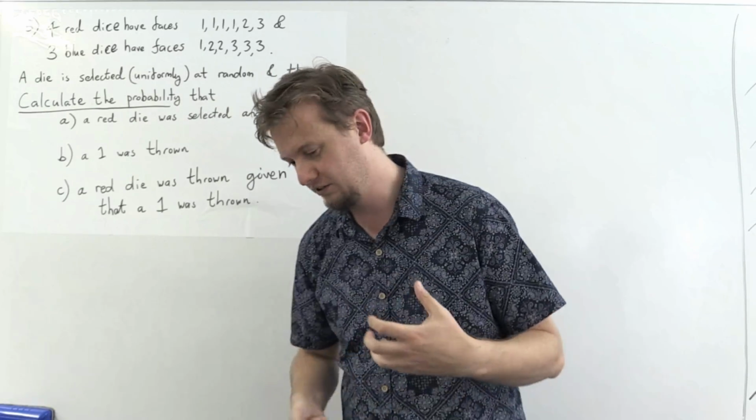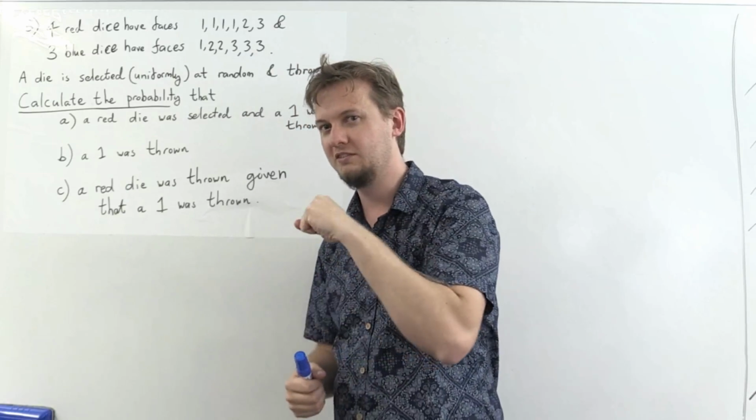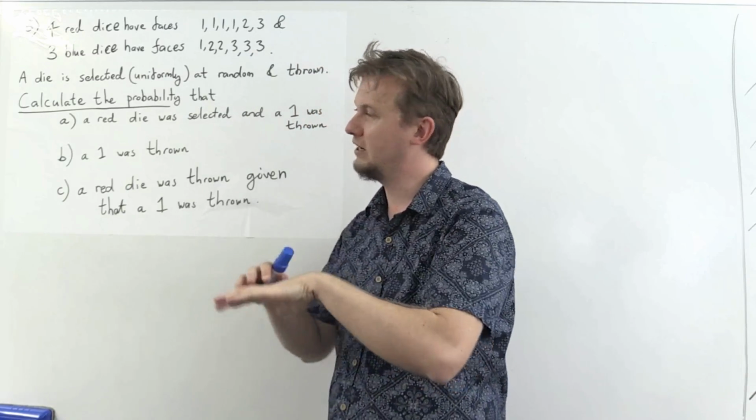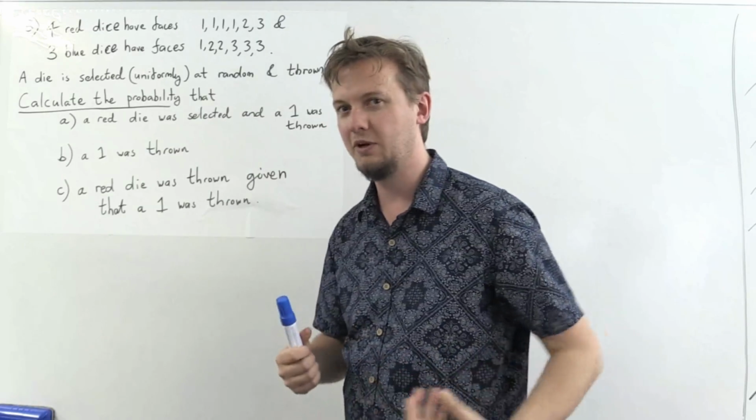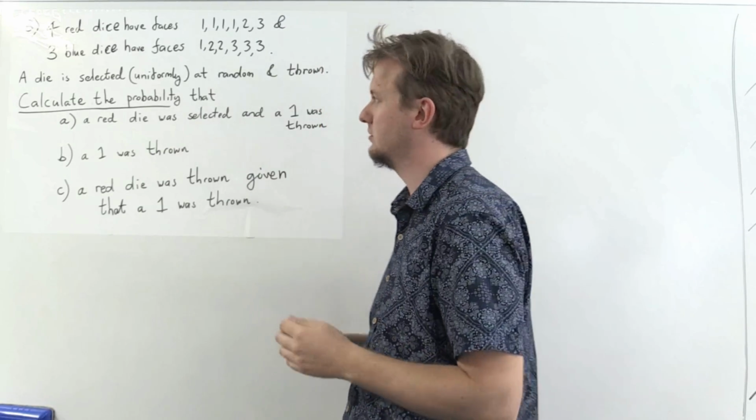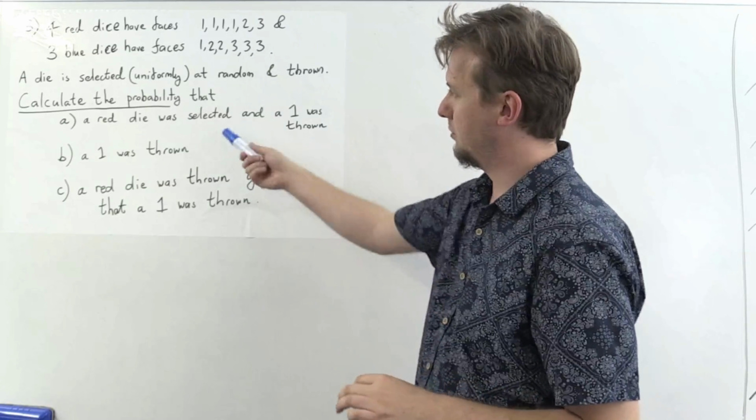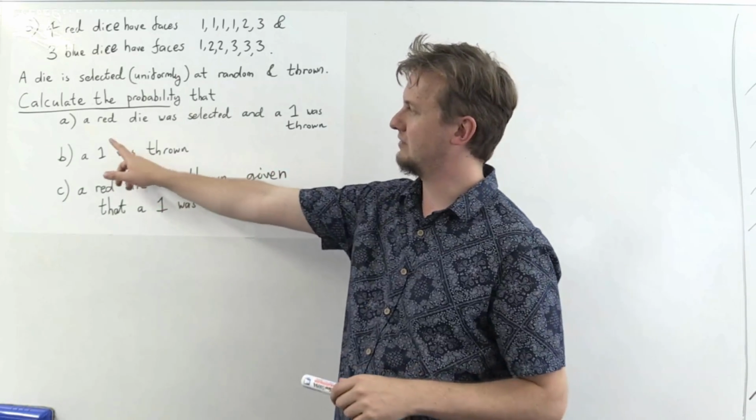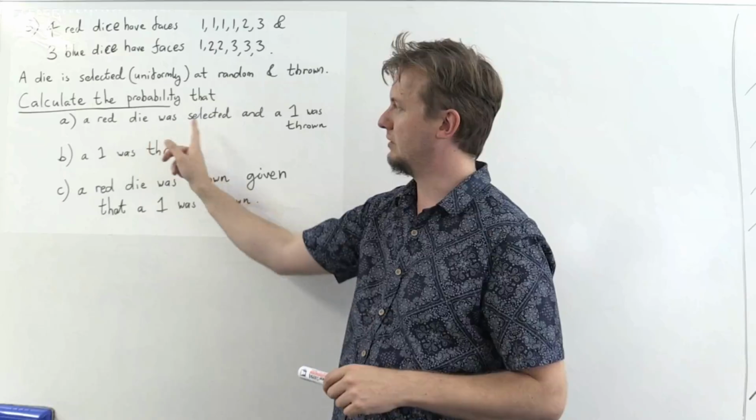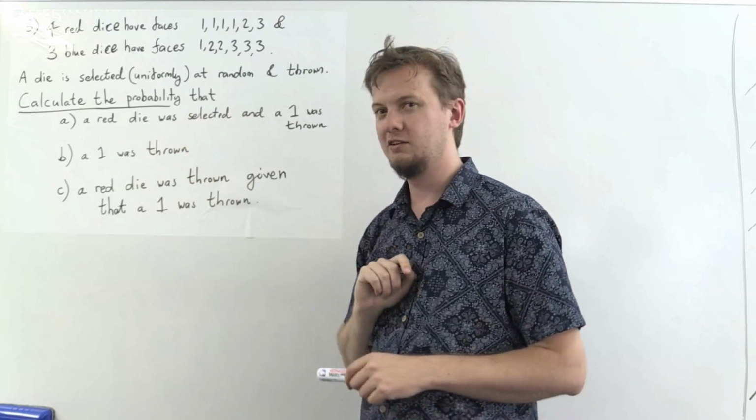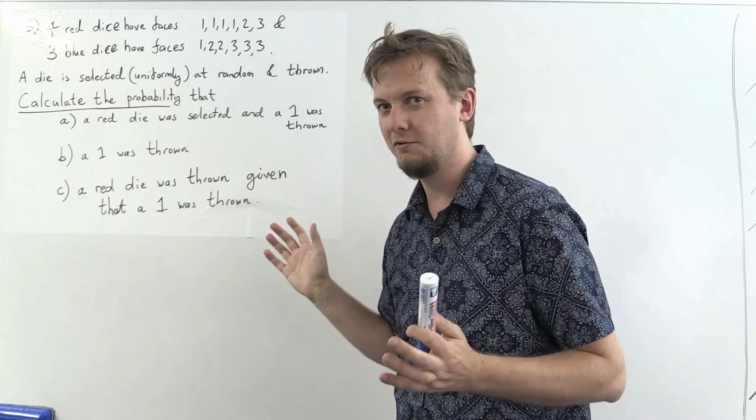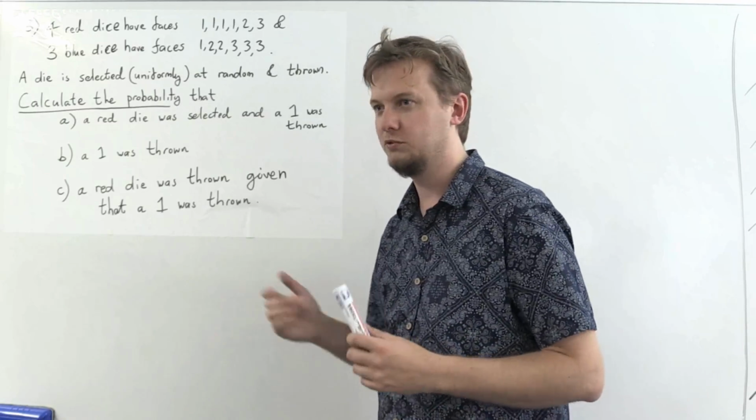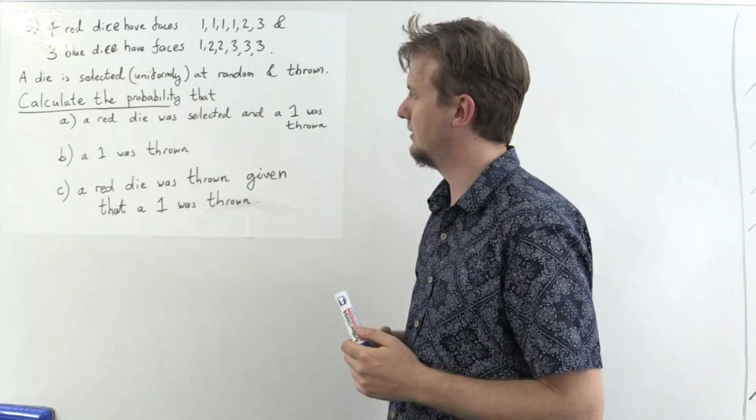Now, the way the question is set up, you're going to pick one of these dice uniformly at random from the 7 dice. And you want to answer some questions about what happens when you throw this random dice. So we have a few probabilities we want to calculate. First, let's calculate the probability that we select a red dice and then throw a 1. So in the universe of all these throws we do, what proportion of them are actually red dice landing on a 1?